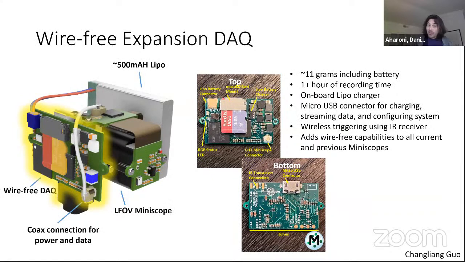Because rats and large animals can carry more than 13 grams, we also designed this little expansion board, which we call the WireFree Extension data acquisition system, that can convert any originally wired Miniscope into a wire-free Miniscope. So it's just a small board that mounts on the side of a microscope, or you put it in a backpack. Again, it's battery powered and logs data onto a micro SD card. And this now converts this large microscope into a wire-free microscope. And because rats can carry a decent amount of weight, we can add a large enough battery to record potentially for hours with the system.